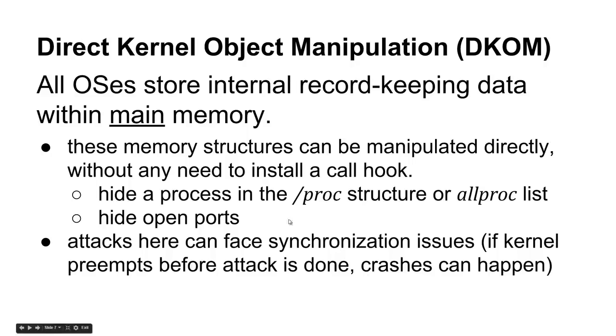The proc structure is technically not part of the file system. It's all a virtual directory. But hiding it directly in the all-proc list is a more sneaky way to do it. You can hide open ports if you edit the right table that contains that information, and so on.